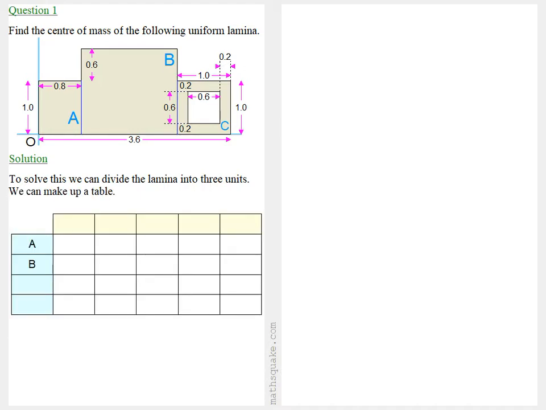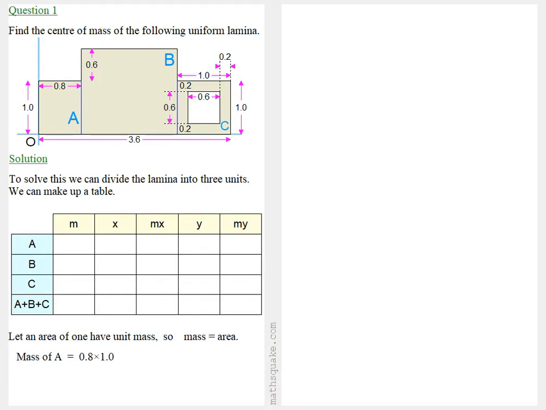Now, for the row headings we can label them A, B, C and then the total, A plus B plus C. And for the column headings we have M, X, which is the X coordinate of the centre of mass of each part, MX, Y and MY. Now we can let an area of 1 have unit mass, so the mass is equal to the area.